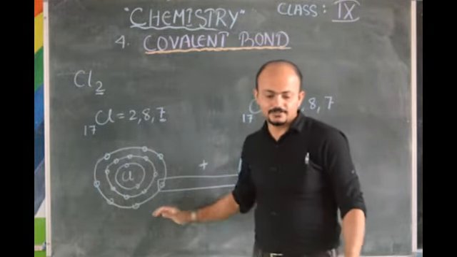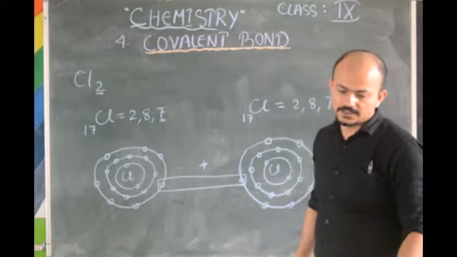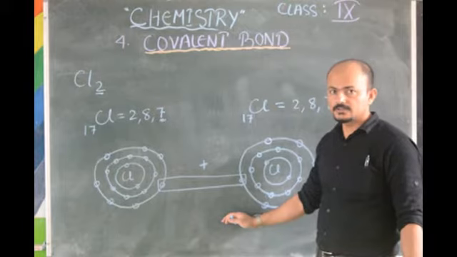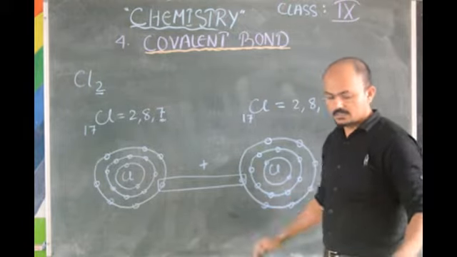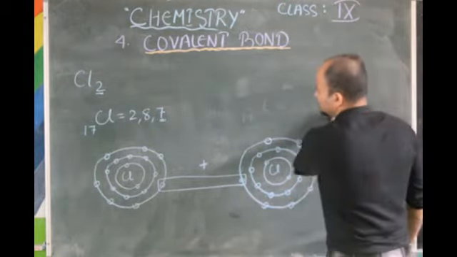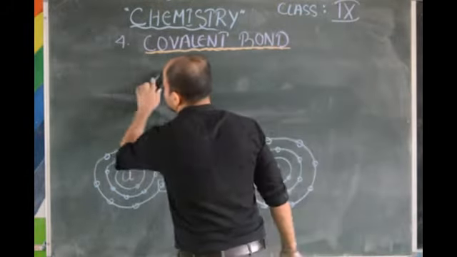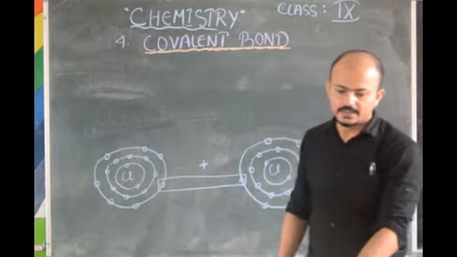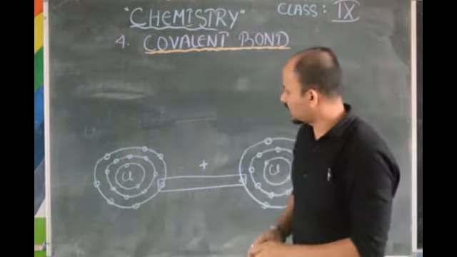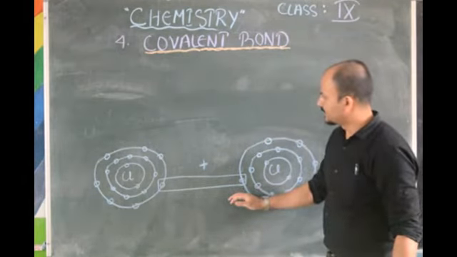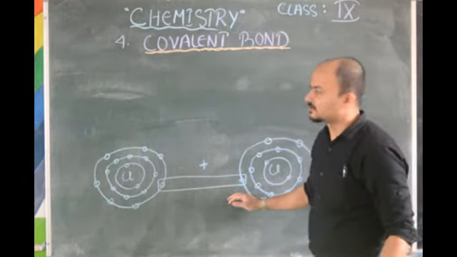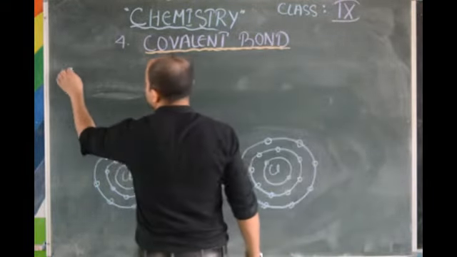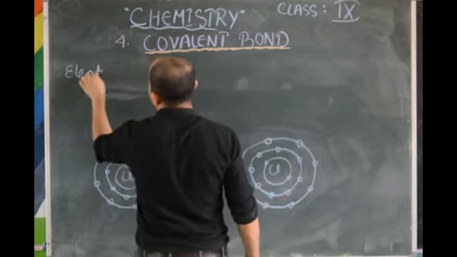Now, this can be written in a more detailed form. So this is the orbit diagram structure, the atomic orbit structure. Now this can also be shown as an electron dot structure. In the electron dot structure, you have to remember one thing, and this is very important.